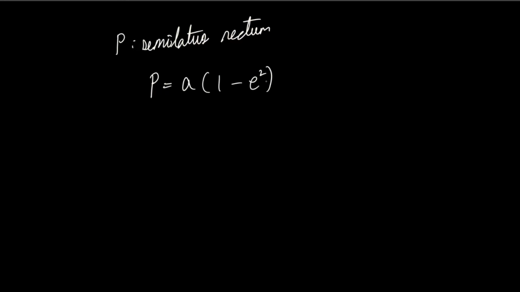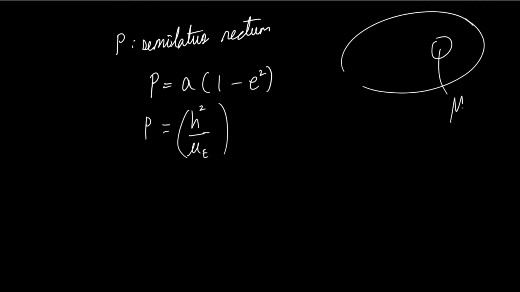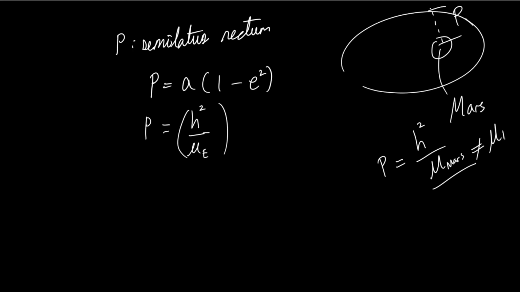What else can P be represented as? Well, P can be H squared over mu of E, depending on what kind of planet you're orbiting, right? So if you have an elliptical orbit with Mars, then your P is going to be H squared over mu of Mars. And mu of Mars, which is again the standard gravitational parameter of Mars, is not the same as Earth.